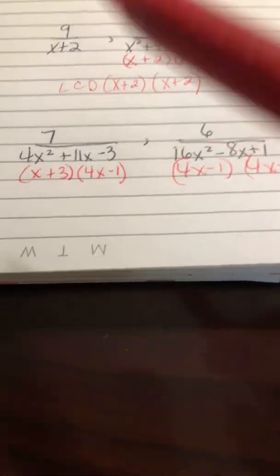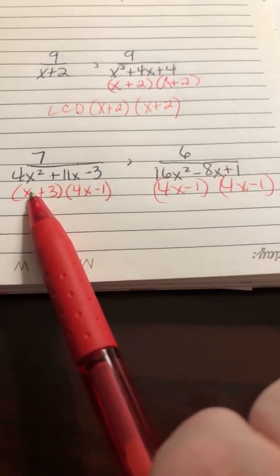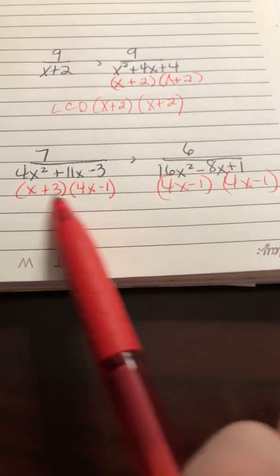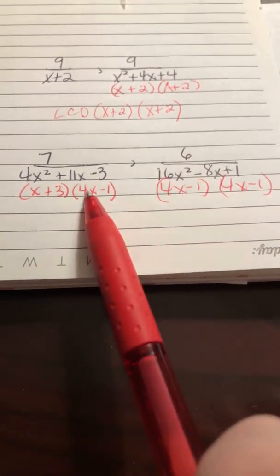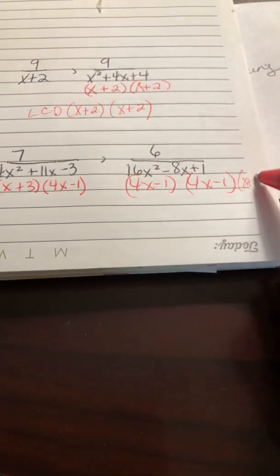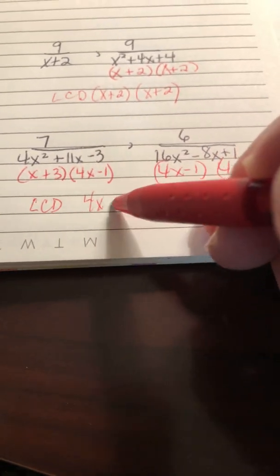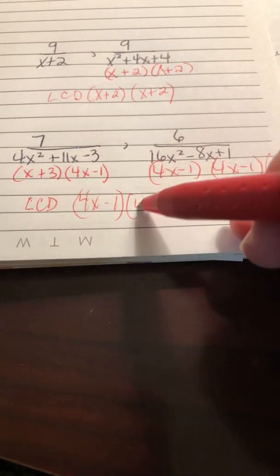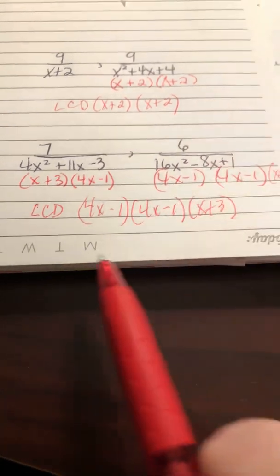And then on this one, we had to factor both of these. And we go, okay, we can see if we made them say the same thing. This one already has that 4x minus 1, but it doesn't have an x plus 3. And this one doesn't have a 4x minus 1, 2 sets of them. So our least common denominator would be a kind of a combination of everything. 2 sets of 4x minus 1. And 1 set of x plus 3. That's the common denominator.